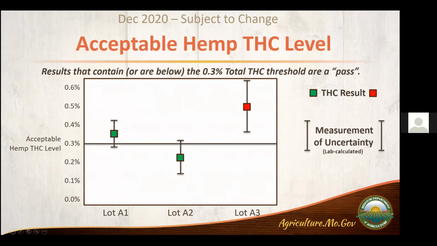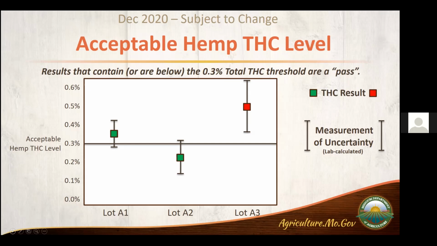The measurement of uncertainty can be critical to the compliance of a close test. Shown here in Lot A1, the total THC measurement is actually above the 0.3% threshold, about 0.35% or so. However, the measurement of uncertainty here looks to be about 0.06%, creating a range of 0.29 to 0.41%. This range now contains the 0.3% threshold, therefore it is a passing or compliant lot, even though the actual measurement is above the limit.